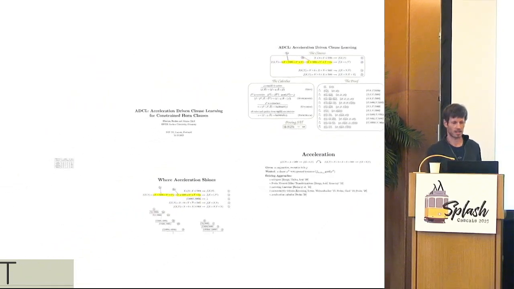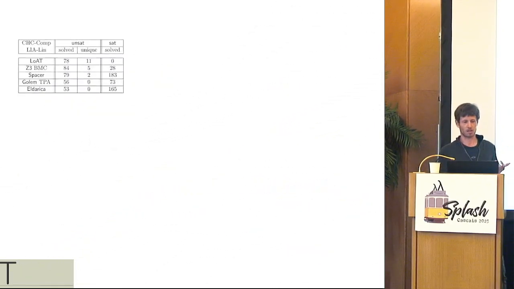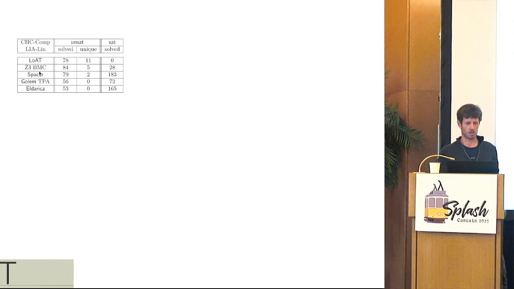Let's look at some numbers, because we've implemented all of that in our tool LoAT, the loop acceleration tool, and compared it to a few other tools. So the implementation of bounded model checking in Z3, the implementation of the spacer algorithm, which is kind of the state-of-the-art algorithm for satisfiability of CHCs, and it's also implemented in Z3, and transition power abstraction, which is implemented in Golem, and Seeger loop, which is implemented in Eldarica.